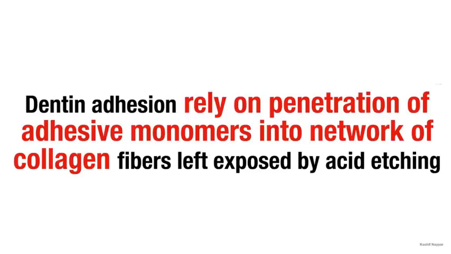So dentine adhesion relies on the penetration of adhesive monomer into the network of collagen fibers which was left exposed by the acid etching. You have seen in the previous slides when the whole dentine surface was covered by the smear layer. So what is acid etching doing? The acid etch is completely removing all of this mineral material from the surface, and also exposing some of the collagen.